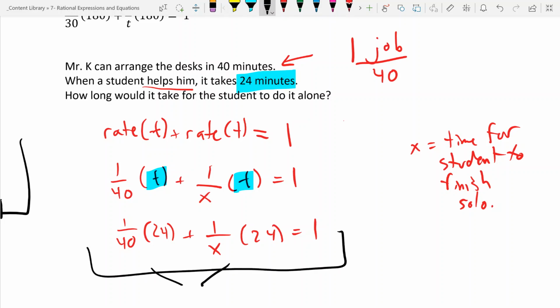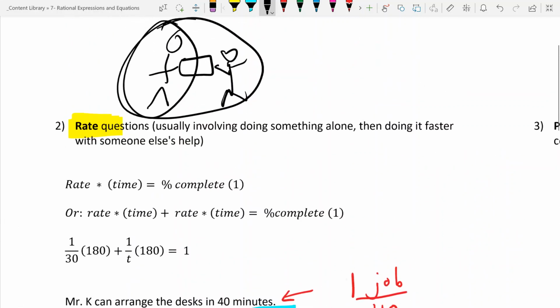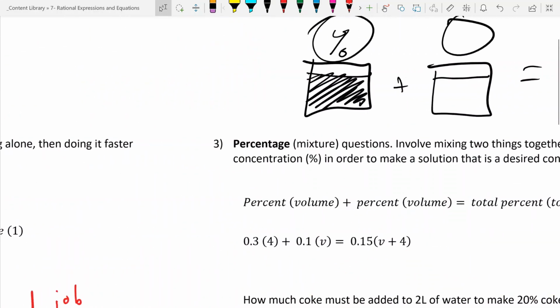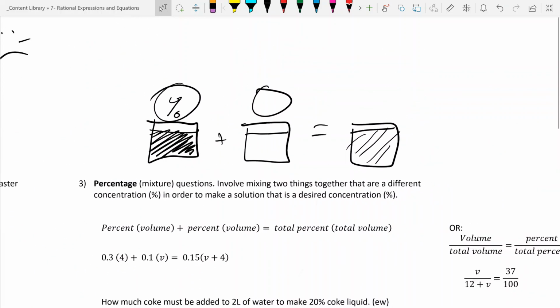Two people working together to complete it 100%. And again, those are working rate questions. The last one, sorry this video is long, we're almost finished.